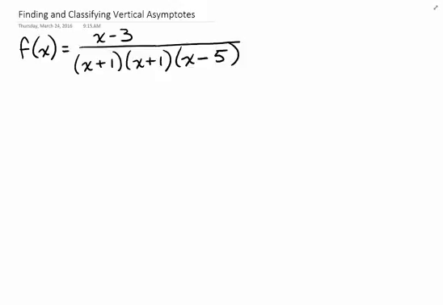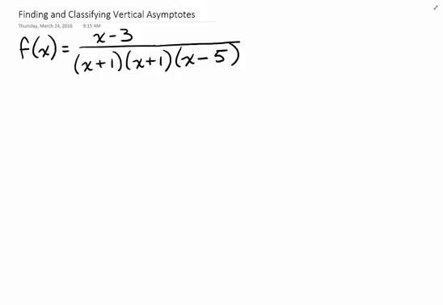Alright, so we want to, in this example, show you how to find and classify vertical asymptotes. Now we're going to start with our function already in factored form. And you see that before you right here. And in particular, all of the information about the asymptotes comes from the denominator. So once it's factored, then what we do is we find the roots of the denominator.